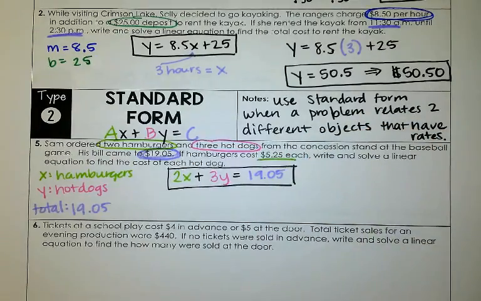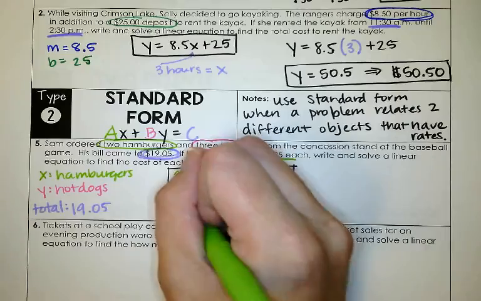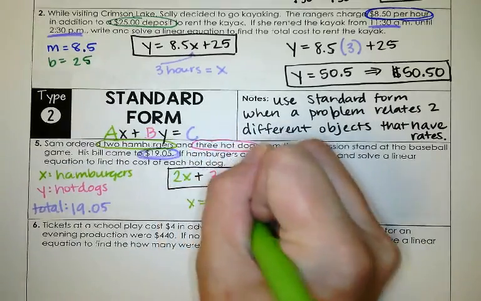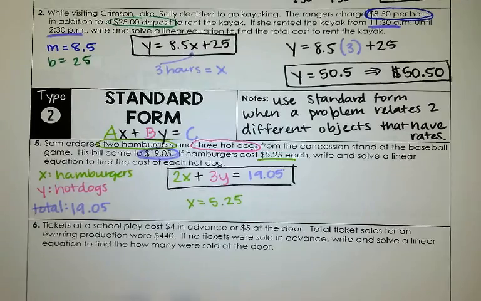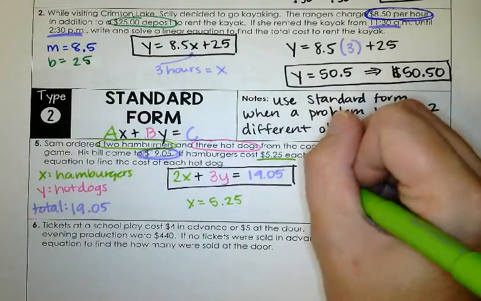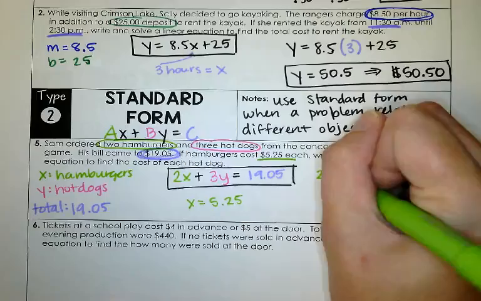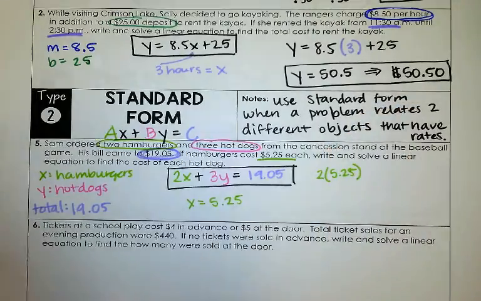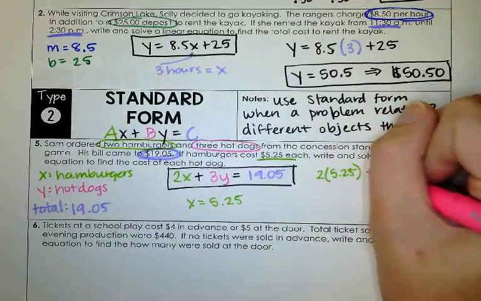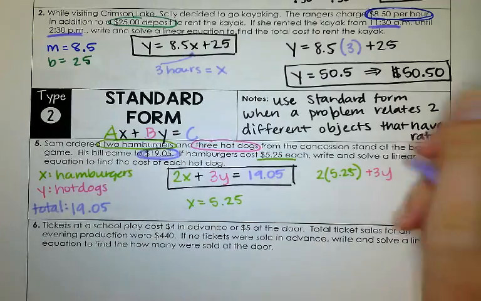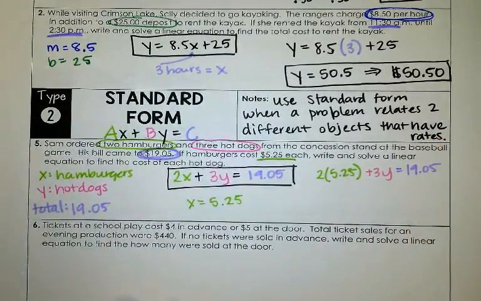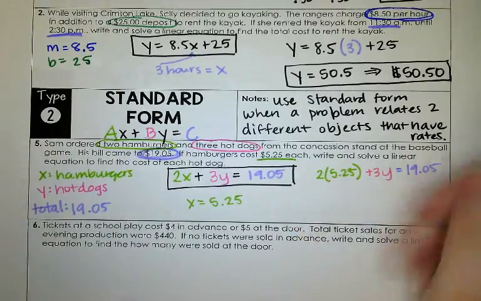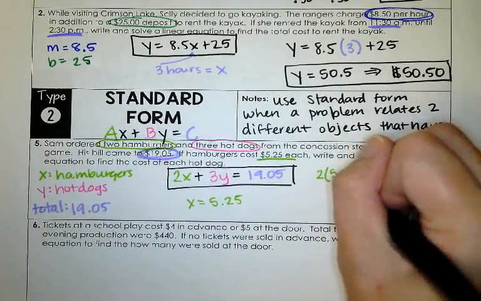$5.25. So my x is equal to $5.25. Do y'all feel good about that? So what I'm going to do is plug in my $5.25 for my x. I still don't know my y, but now that I know my x, I can solve. So 2 times $5.25, that's going to be what? $10.50 plus 3y equals $19.05.